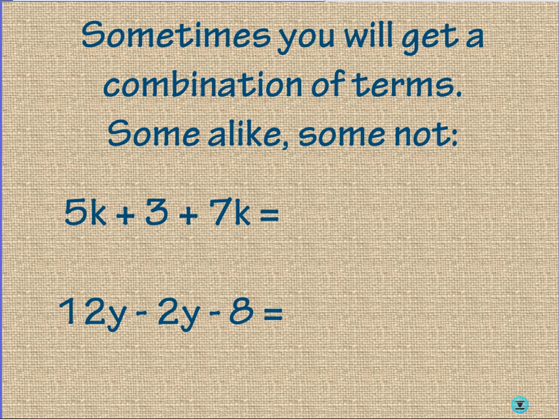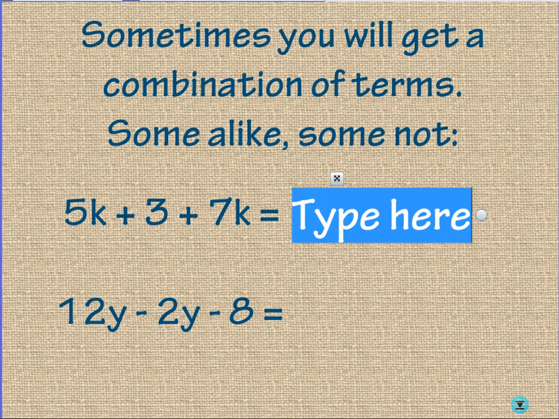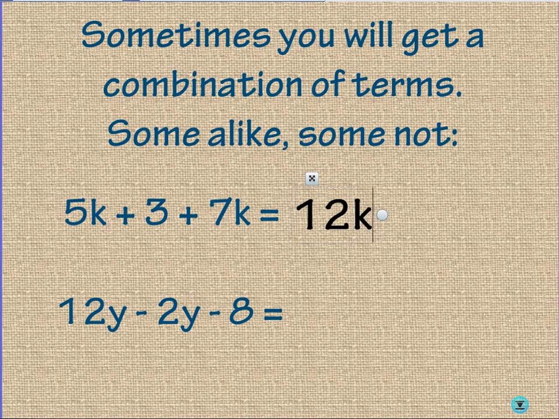Sometimes you'll get a combination of terms. Some of them will be like terms and some will not. For instance, here I've got 5k plus 3 plus another 7k's. You need to ask yourself, first of all, how many k's will we end up with? Yeah, we're going to end up with 12 k's. And what am I going to do with the plus 3 that I haven't used? Well, we're going to include it anyway, just to be nice.